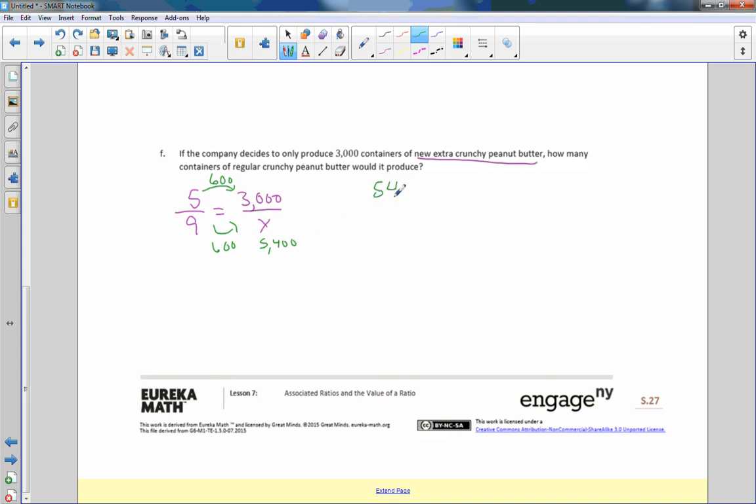So that's the total number we're going to make is 5,400. That's our total. And we're going to subtract the new and find out how many of the regular we're going to make. And the answer is 1,400 containers. I'm sorry, 2,000. 5 minus 3 is 2, not 1. So it's 2,400 containers.